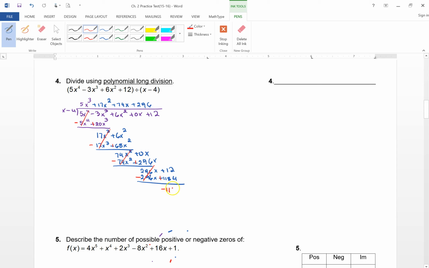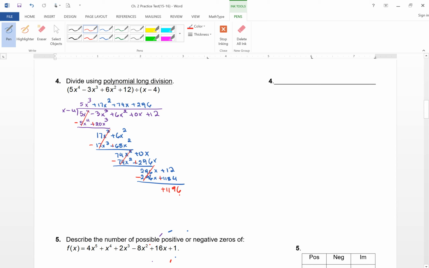negative 1172. And that's your, oh no, sorry, we were going the other way, we're adding. 1196. So that's my remainder.